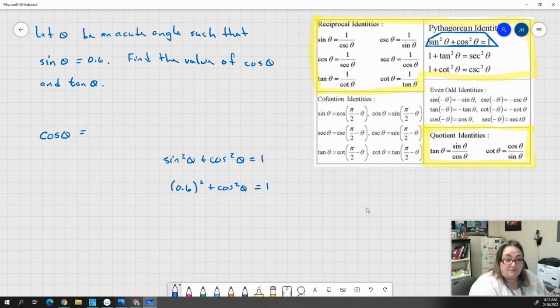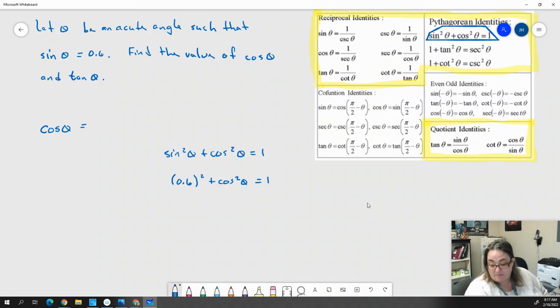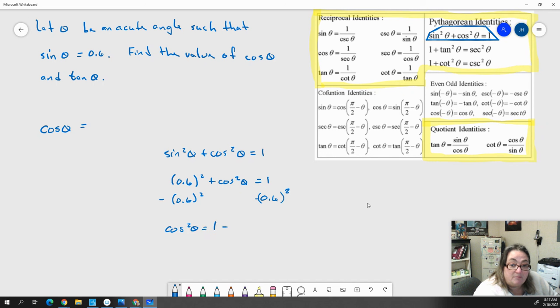So you're going to need a calculator for some of this, because a lot of you aren't going to know what 0.6 squared equals, right? But what do we know first? We can get this isolated. We can subtract this 0.6 squared from both sides, right? Minus 0.6 squared. And I'm going to get cosine squared of theta equals 1 minus 0.6 squared.